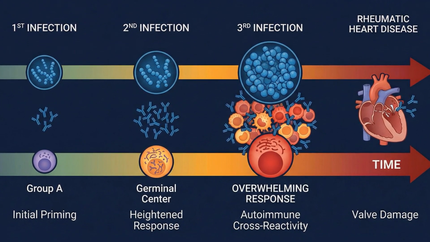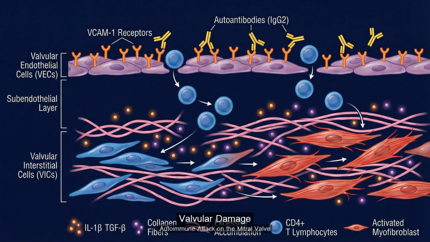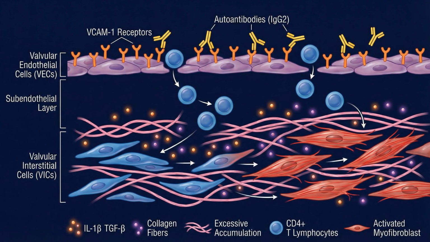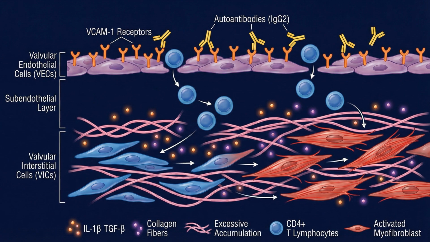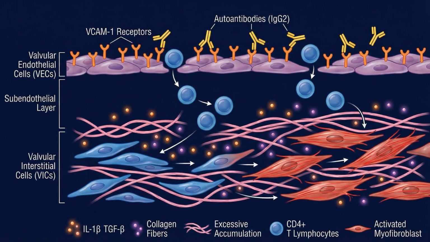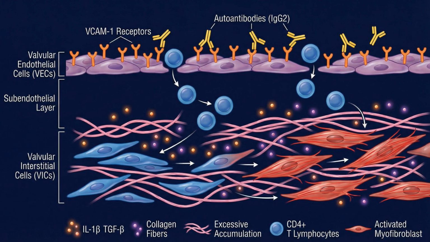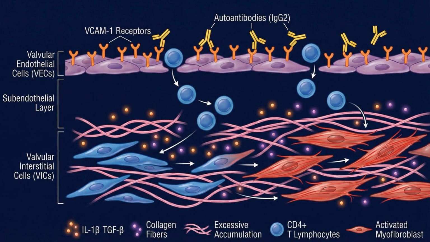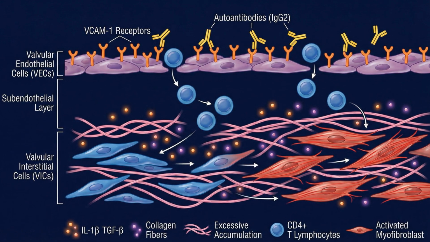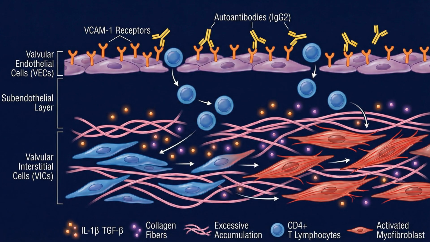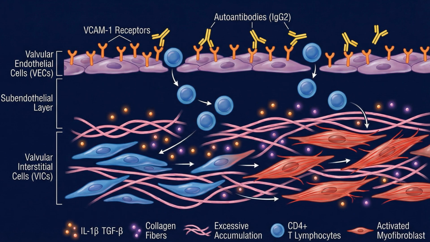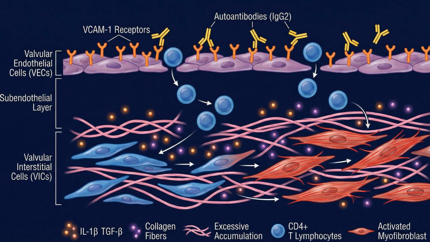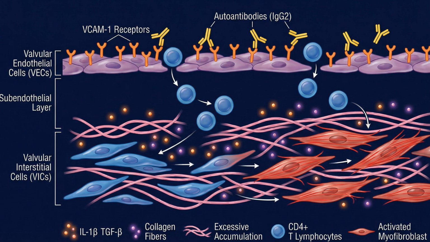While acute rheumatic fever can cause pancarditis, inflammation of all three layers of the heart, the damage to the myocardium and pericardium is typically reversible. The permanent, devastating injury occurs primarily in the valvular tissue, most commonly affecting the mitral valve. The damage is initiated when circulating autoantibodies, particularly IgG2 subclass antibodies against the GLC-NAC epitope, bind to the valvular endothelium. This binding upregulates the expression of vascular cell adhesion molecule 1, or VCAM1.